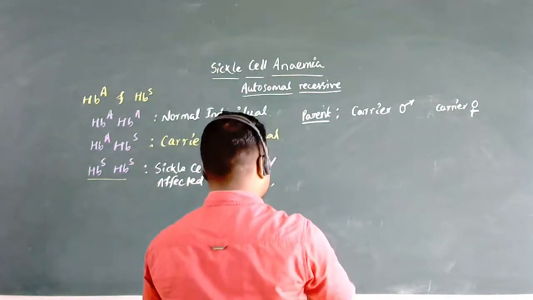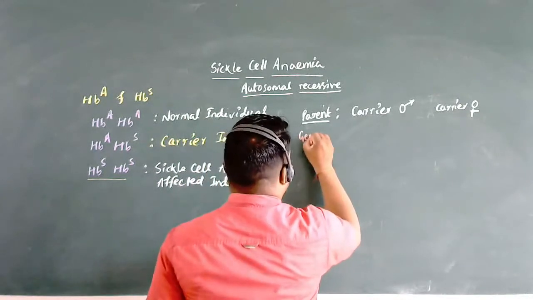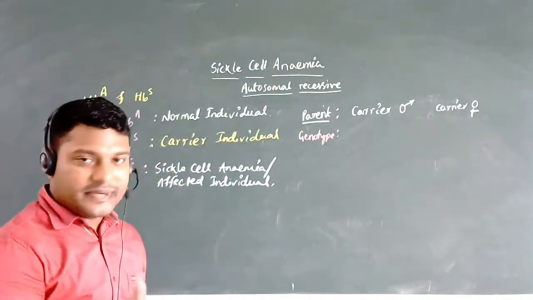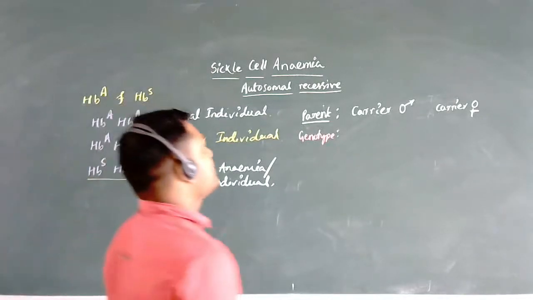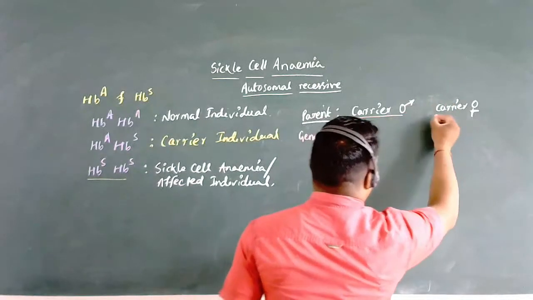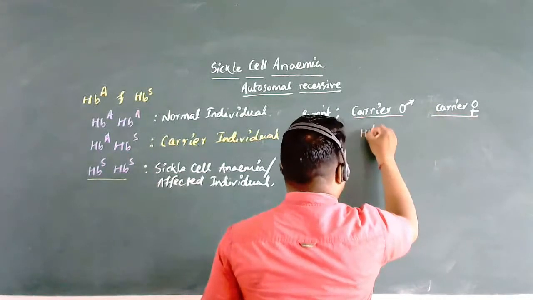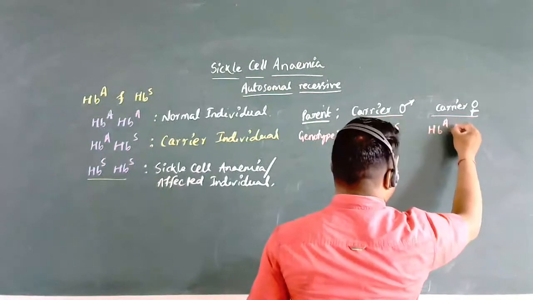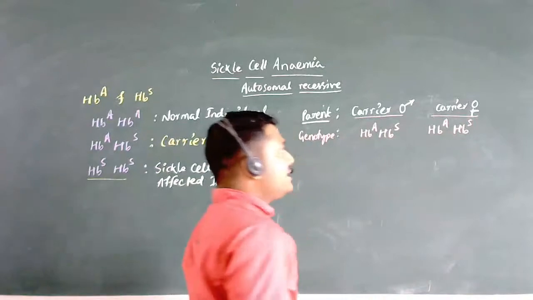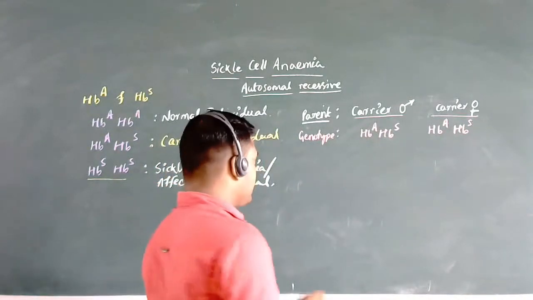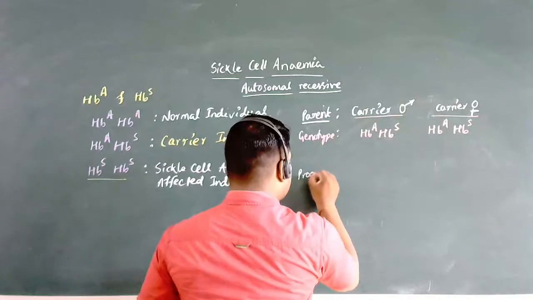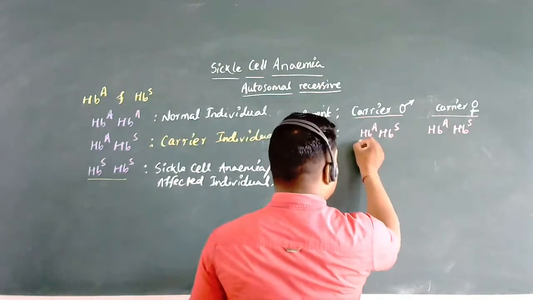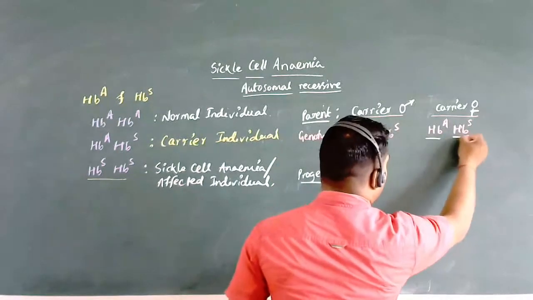Next, let's write down their genotype. Because it is autosomal, for male and female the genotype remains the same. So for this carrier male and carrier female, it is going to be HBA HBS for both. Now how will we get the progeny? Let us write down the progeny. You can write down the gametes here. If you don't write that also, it is fine. To get the gametes, you are going to have how many? 1, 2, 3, 4 different alleles.